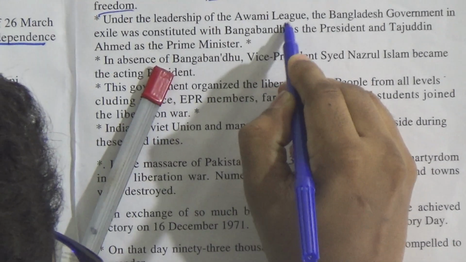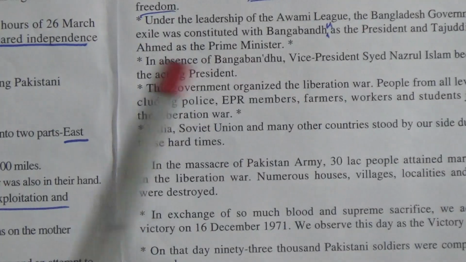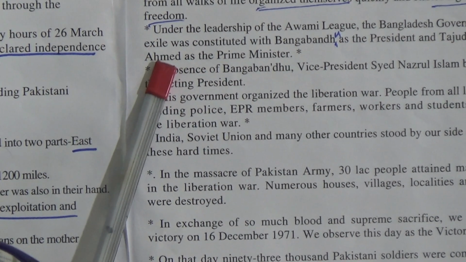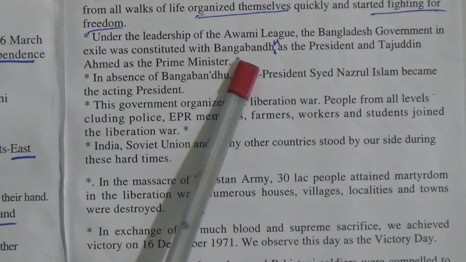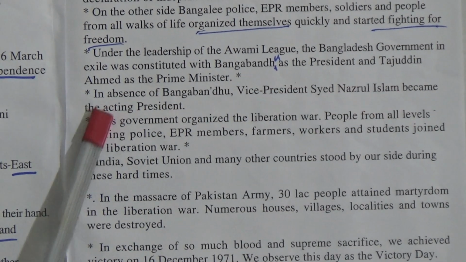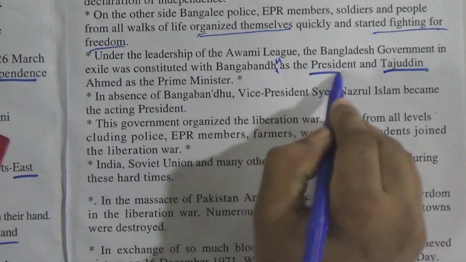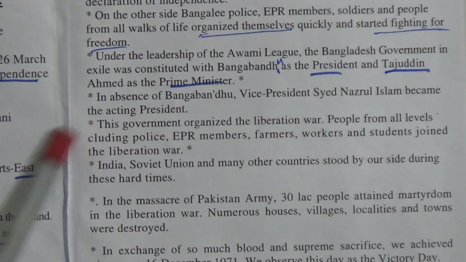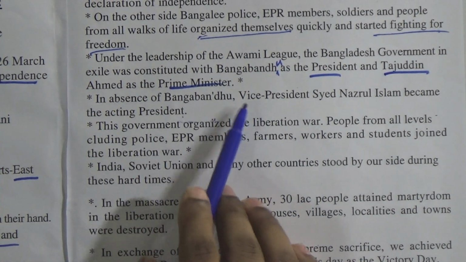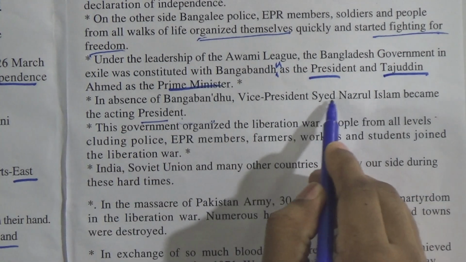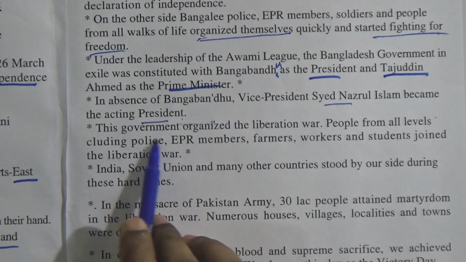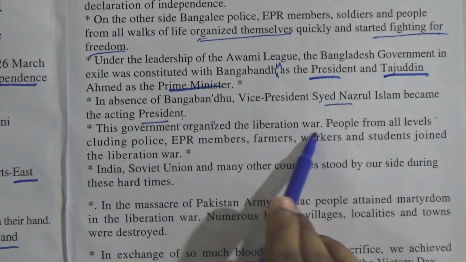Okay, there is a mistake. There will be a U here. So a government was formed, constituted with Bangabandhu as the president and Tajuddin Ahmed as the prime minister. In the absence of Bangabandhu, Vice President Syed Nazrul Islam became acting president. So this government organized the liberation war.